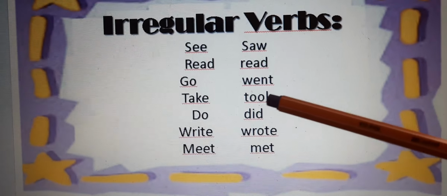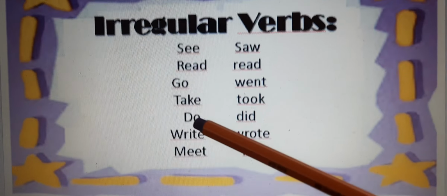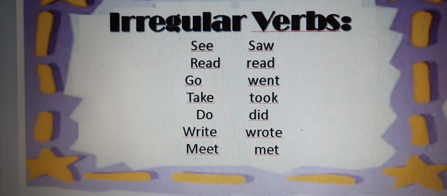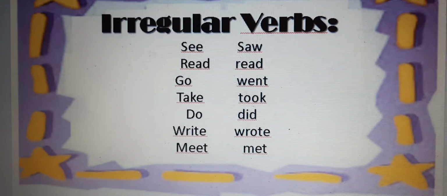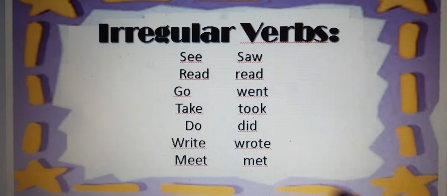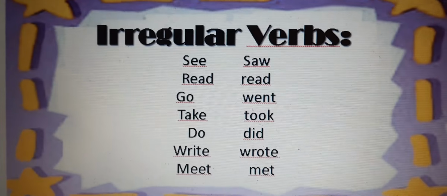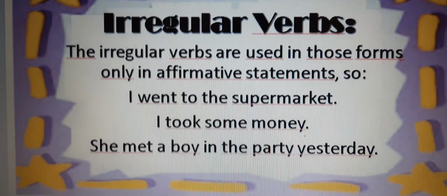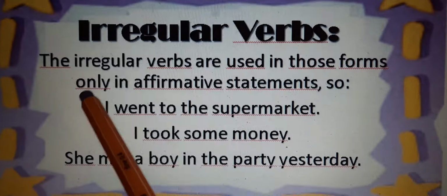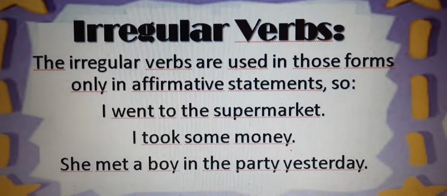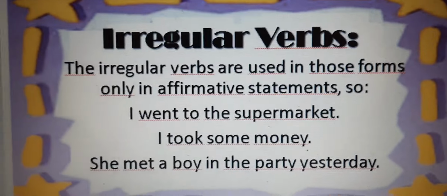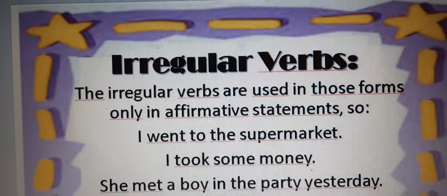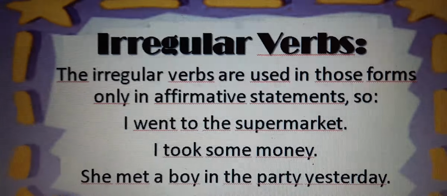Take, the simple past is took. Do, the simple past is did. Write, the simple past is wrote. Meet, the simple past is met. All these forms of the irregular verbs are used only in affirmative statements. Esos cambios en los verbos solamente se utilizan cuando las oraciones son positivas.